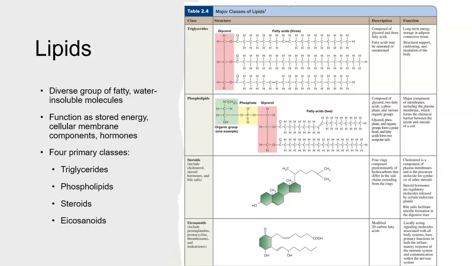Phospholipids are lipids with a phosphate group attached. Okay, so these are the main component of all of our cell membranes.